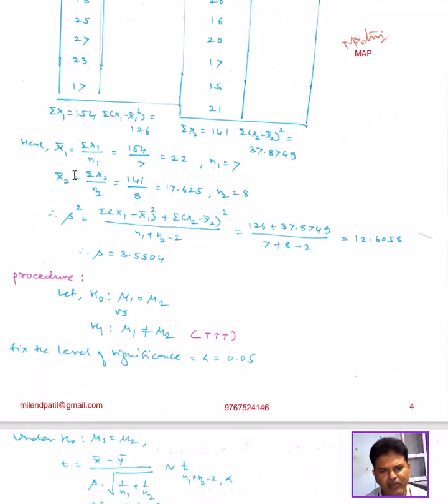If you do all these things, what we are getting, x bar 1 is 22. See, this is 22. And the value of x bar 2 is 17.625. N1 is 7, N2 is 8. So find out this value, that is sample mean square. If you apply this formula, what we are getting is 12.6056, right? And if you take the square root of this value, the value comes out to be 3.55.